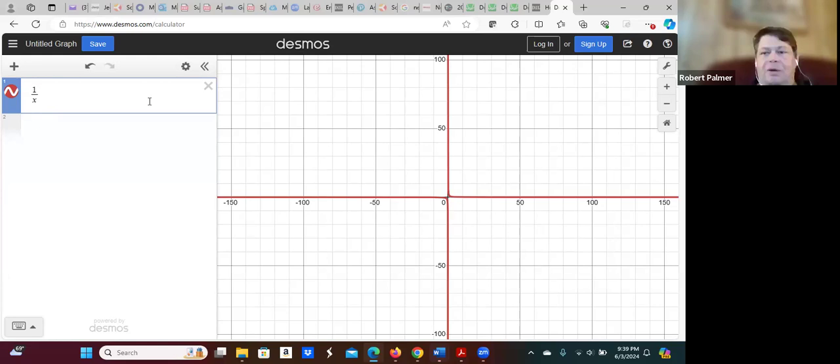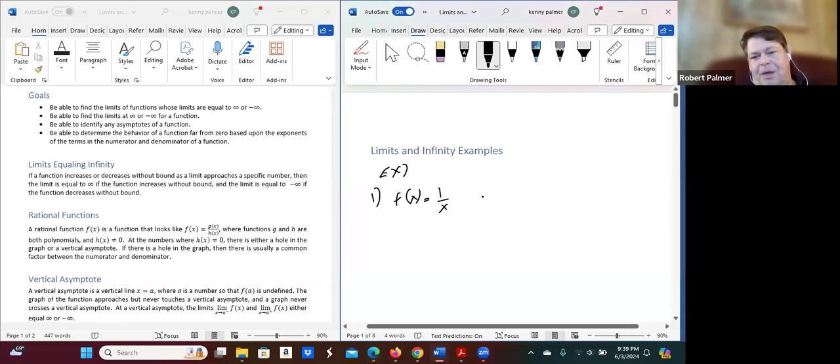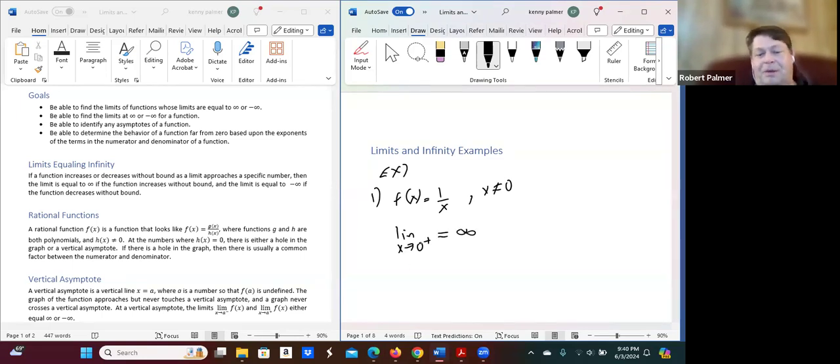All right. So let's go back to our notes here. What we can say then is, of course, x can't be equal to 0. It's undefined there. So the limit as x goes to 0 from the right, we say equals positive infinity. Okay, it increases without bound. The closer you get to 0, the closer it gets to infinity. Of course, it never actually reaches it. Remember, infinity is not a number.